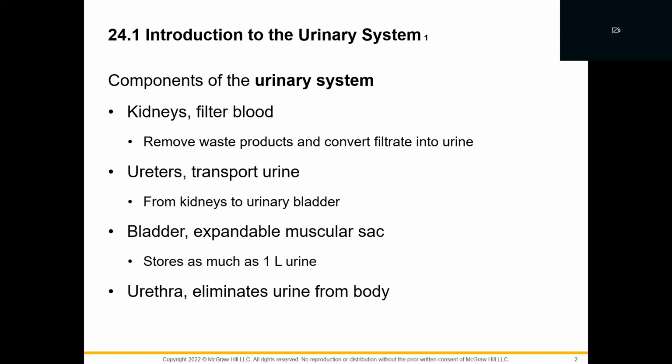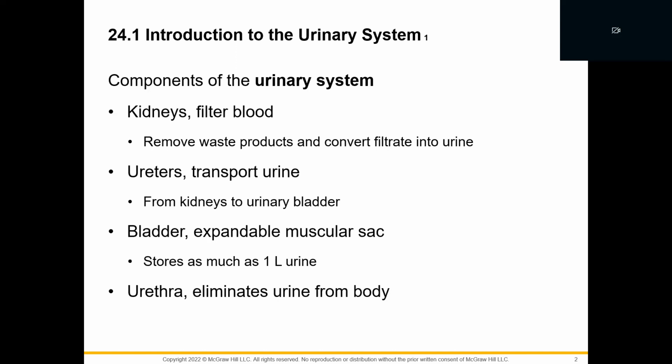So when we say that it filters blood, what we really mean is that we are going to remove particular waste products from the fluid of the blood, and then convert that into urine. Basically, this means that we are going to control what substances we keep in the blood and what substances we pass out of the blood in the form of urine. So we are going to be trying to control all aspects of this.